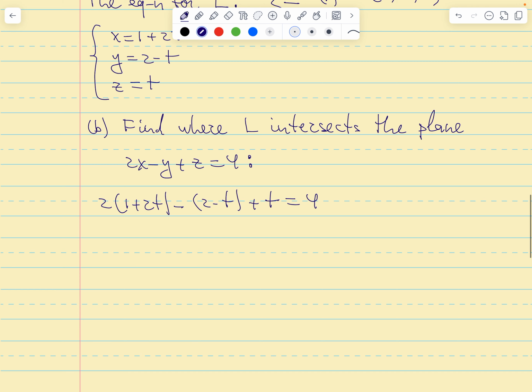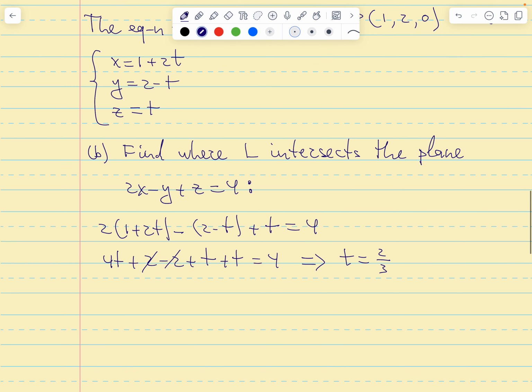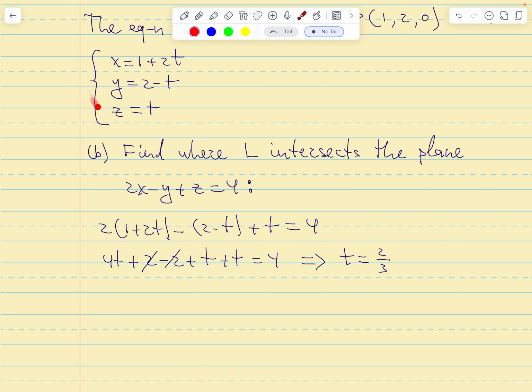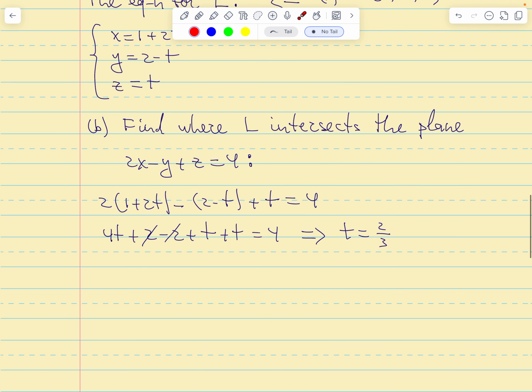If I distribute, this is 4t plus 2 minus 2 plus t plus another t equal to 4. The 2's cancel out, and we have 6t equal to 4. So t is 4/6, or 2/3. Take this t, insert it back into the equation of the line, and that gives me the point of the intersection.